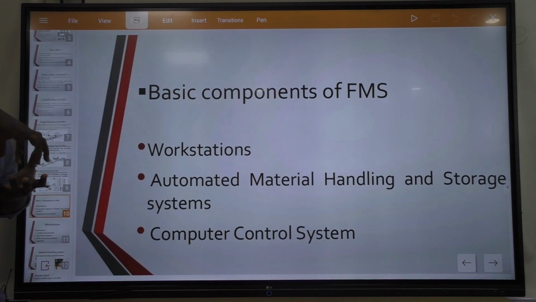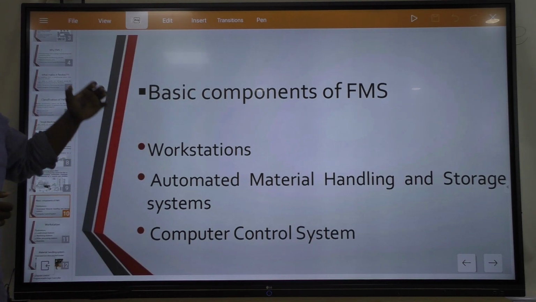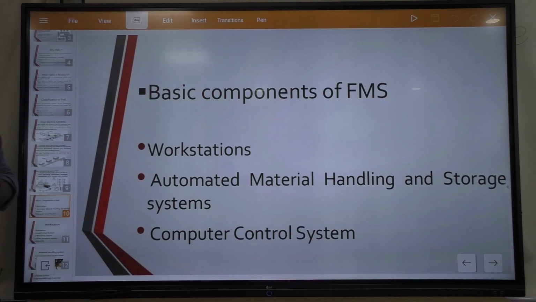Means the first part is completed. Now if you want to send that part to the second machine, that will be unloading. It can directly load and unload the part. Okay. Then the third one is the computer control system.